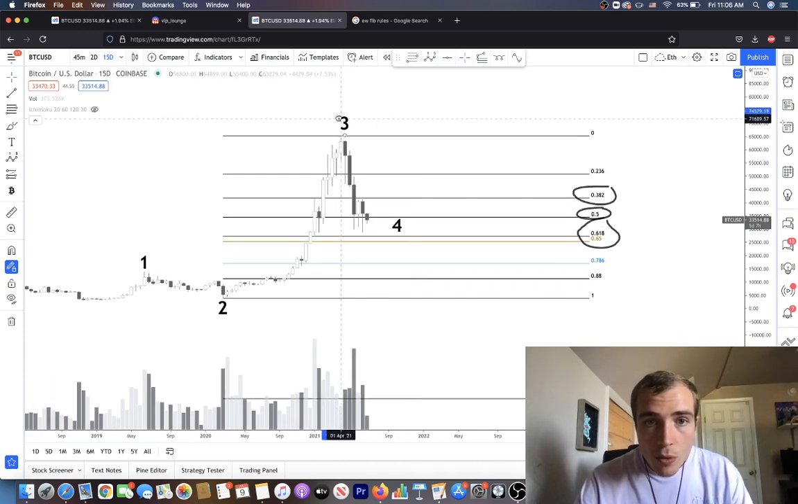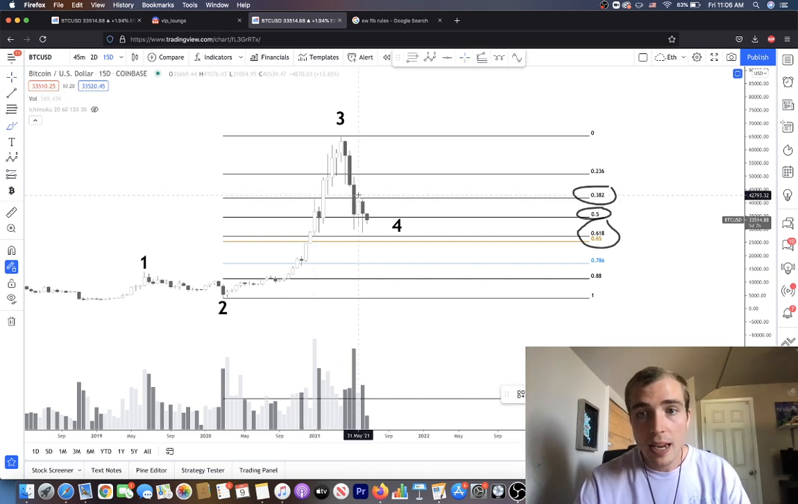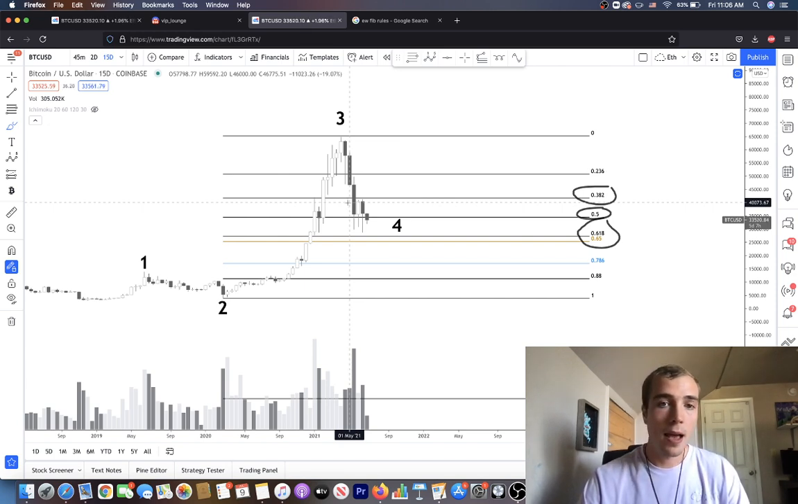As you guys can see, wave 4 is clearly stopping between the 382, the 50%, and the 618. This is the range to watch. It's highly probable that we see a reversal in this area. Highly probable. And my confidence is extremely high in the markets.